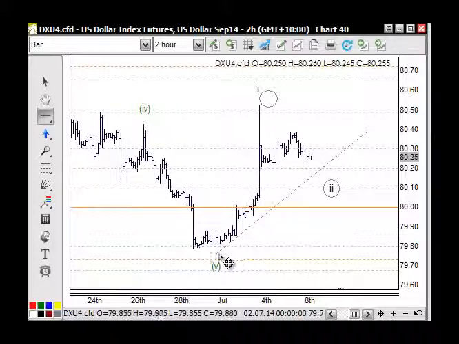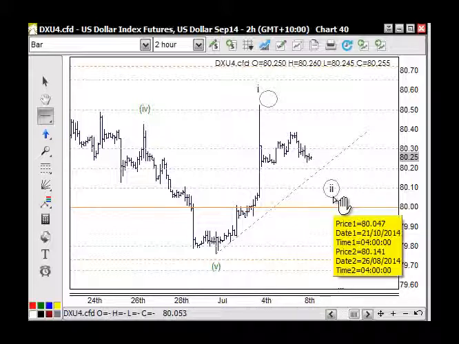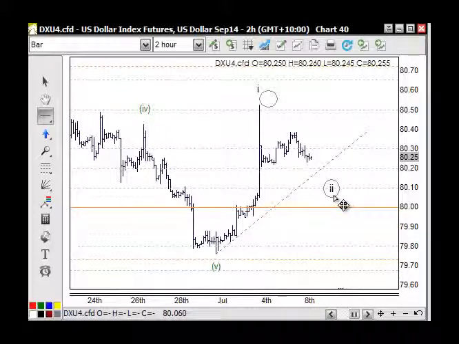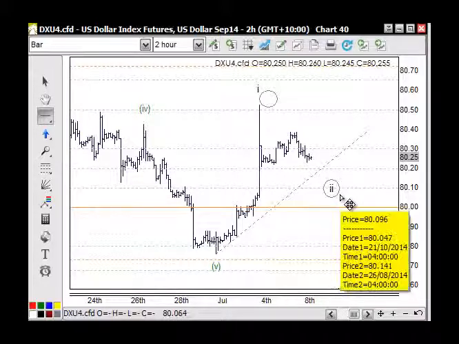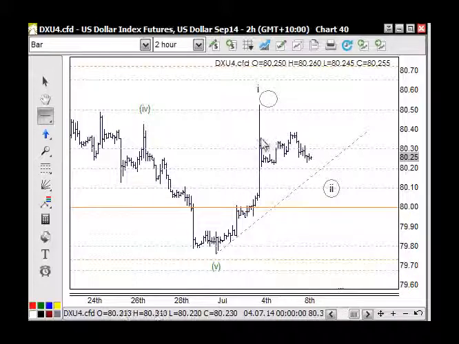It appears that we do have an impulse wave moving to the upside here, but it moved back to the 50-60% retracement level of the previous move. Taking from this spike to this particular low through here, the 50 and 61.8 retracement level comes in through here. But I wouldn't hold this area with too much importance because we've got that spike.